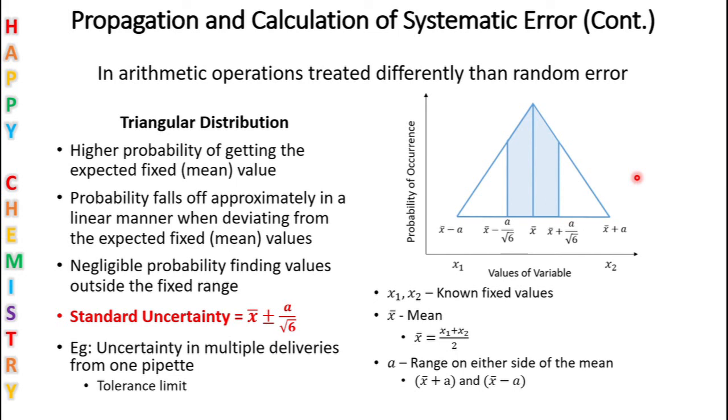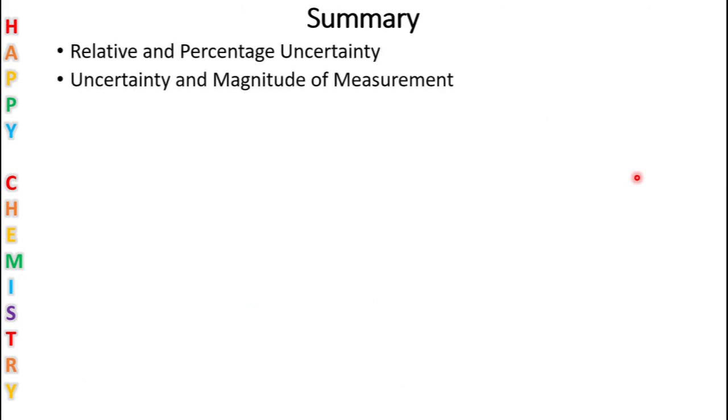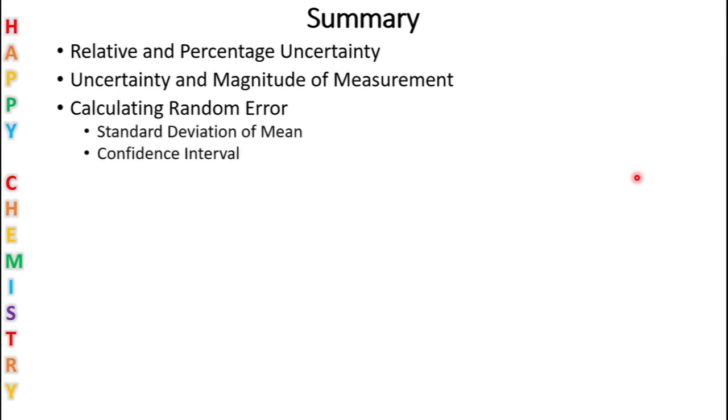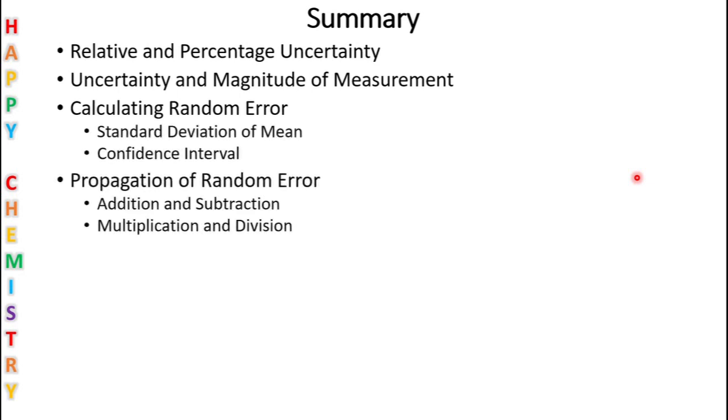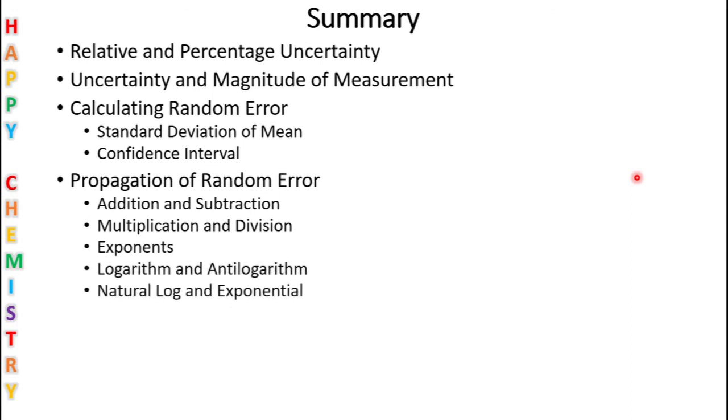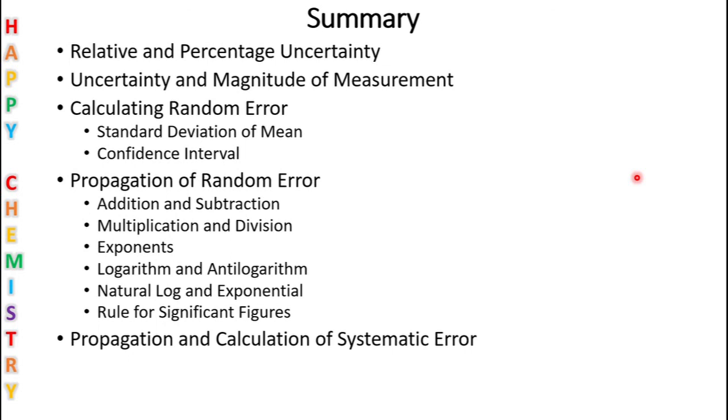In summary, we discussed relative and percentage uncertainty, uncertainty and magnitude of measurement, calculation of random error, that means standard deviation of mean and confidence interval. Propagation of random error. Under this we covered all the arithmetic functions: addition and subtraction, multiplication and division, exponents, logarithm and antilogarithm, natural log and exponential, and rule for significant figures during arithmetic operation. And finally, error propagation and calculation of systematic error.